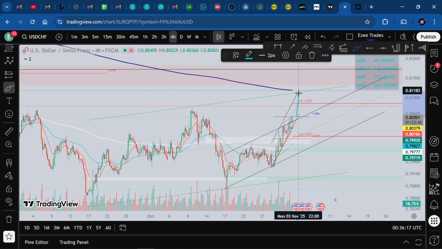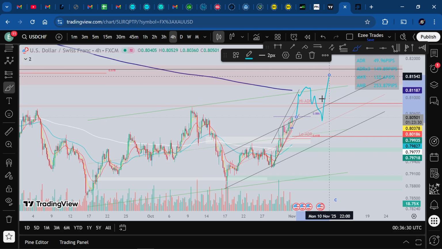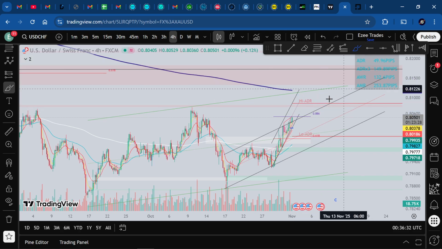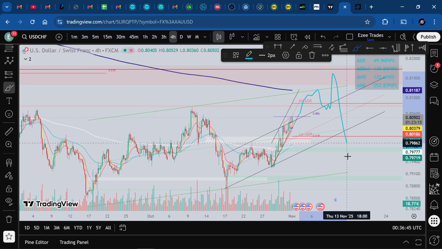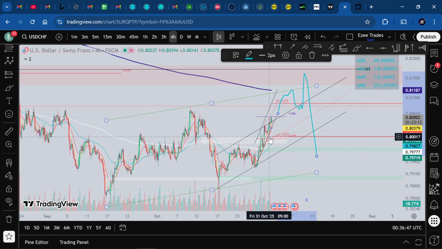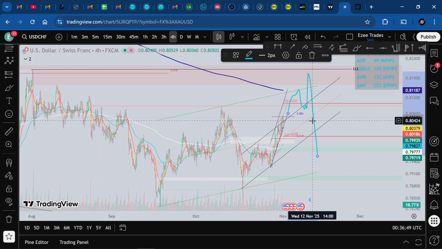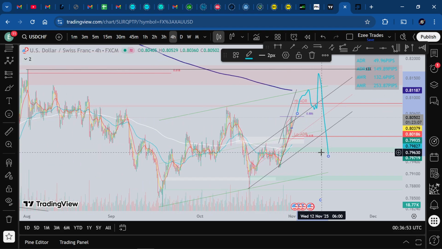I see something like this. We'll get that turn with divergence, break of structure, come down, and at this point here we either go to the middle and come up, or from here we could just quickly accumulate a bit and go straight up as well. But then I will still be expecting a retracement down for USD CHF after that, maybe not so deep.